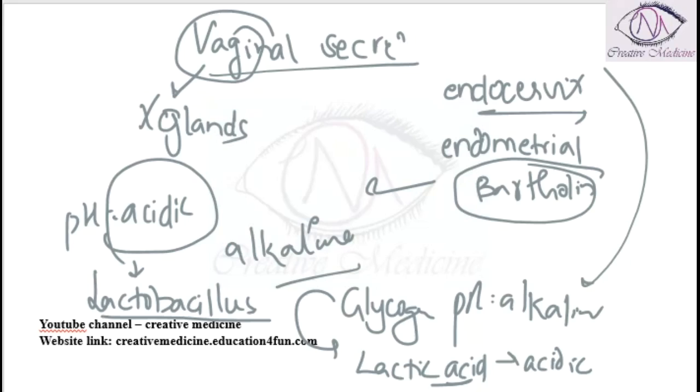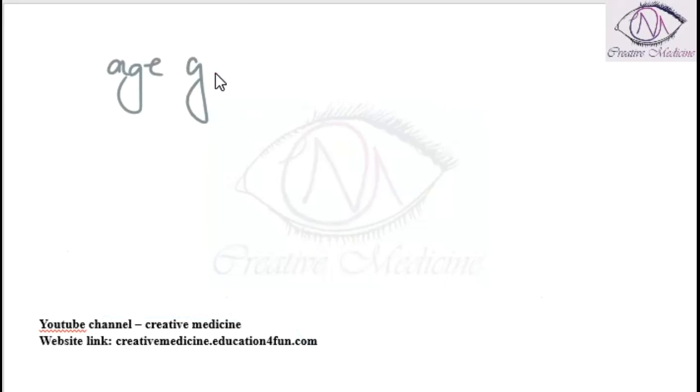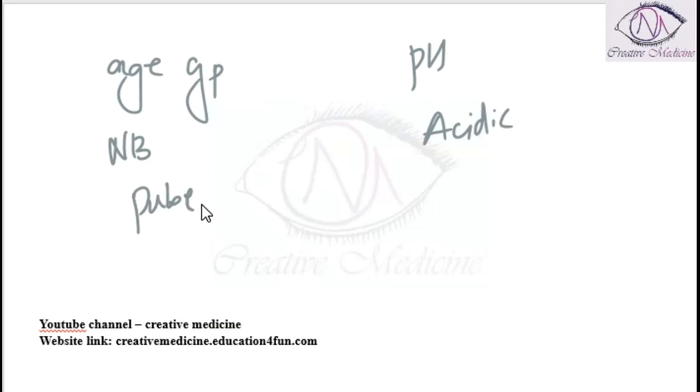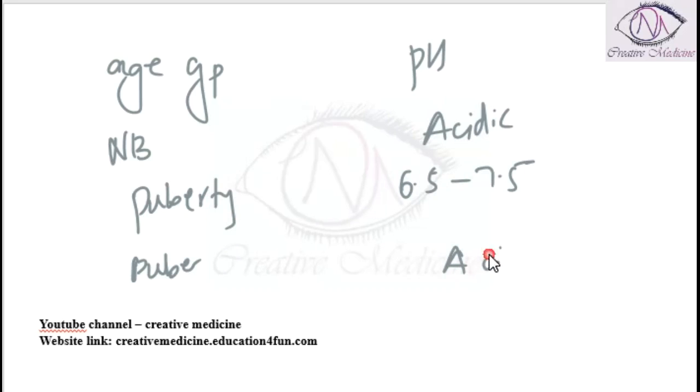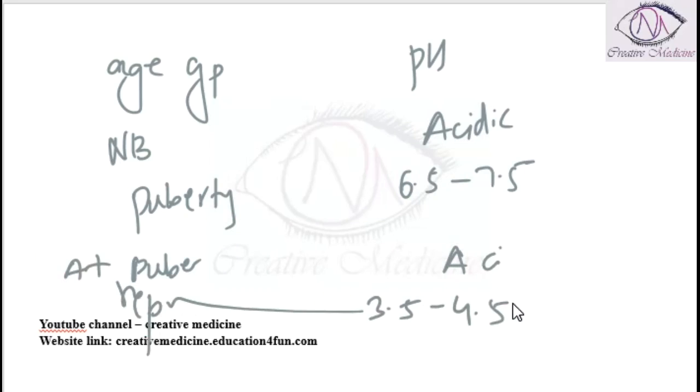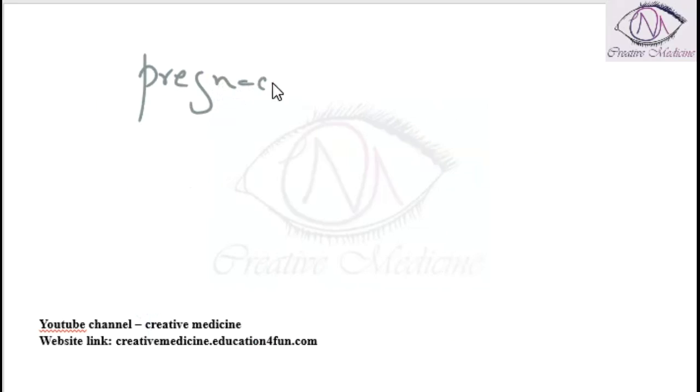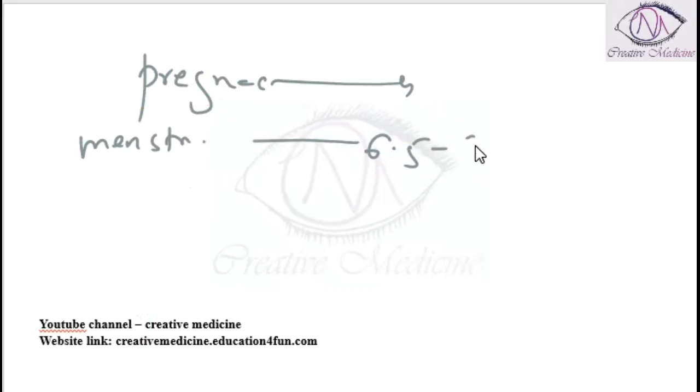So, age group and pH of the vagina. At birth or in a newborn female, pH is acidic. Before puberty, the pH is 6.5 to 7.5. At puberty, the pH of the vagina is acidic. At reproductive age group, the pH of the vagina is 3.5 to 4.5. After menopause, the pH of the vagina is 6.5 to 7.5. During pregnancy, the pH of the vagina is 4. At menstruation, the pH of the vagina is 6.5 to 7.5.